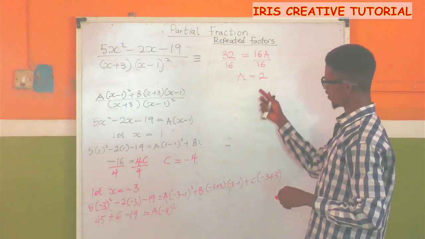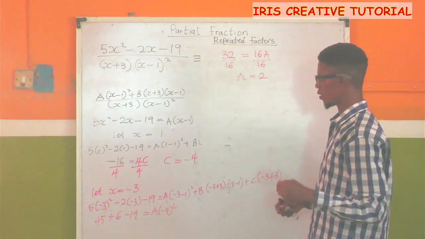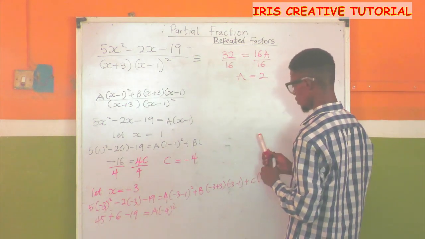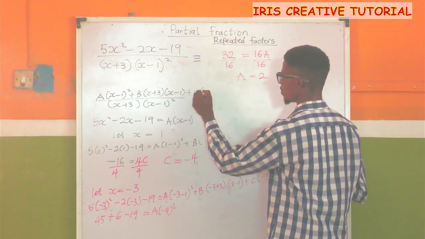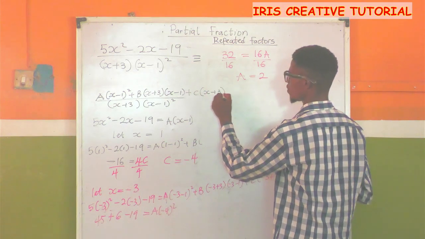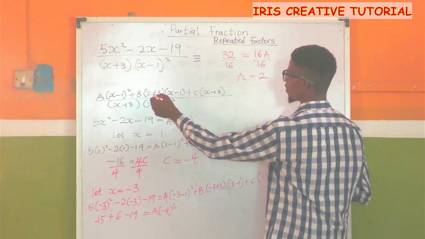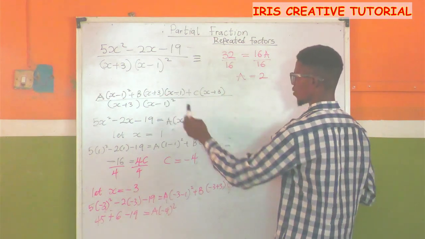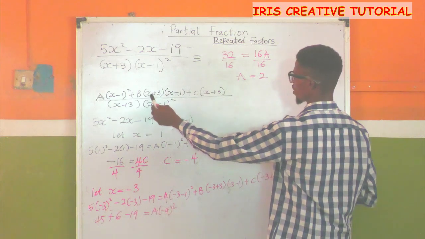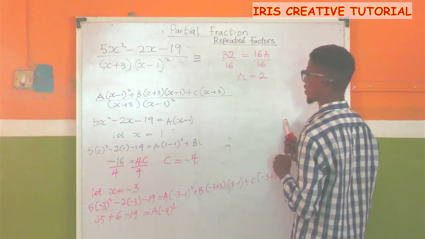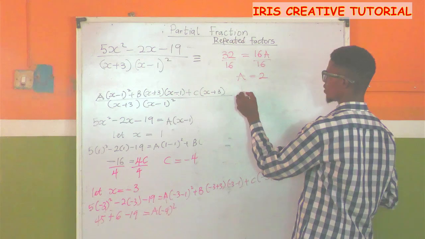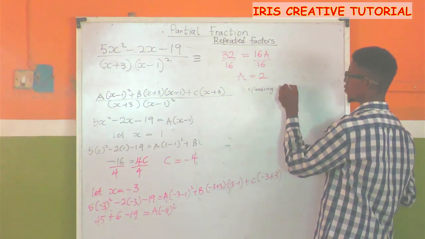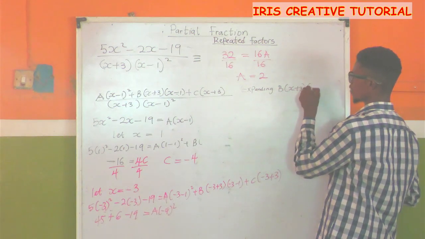So we have a value for a and a value for c. Now we need to get b. Now when you look at the expression for b, let me complete this particular side. C into x plus 3. If we expand these b variables, we are going to get a quadratic expression. So we are going to expand x plus 3 and x minus 1, this particular expression. So we say expanding b into x plus 3 x minus 1.